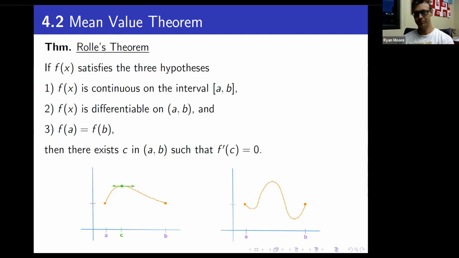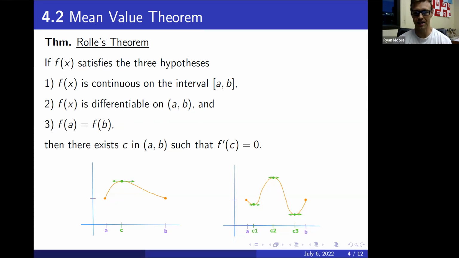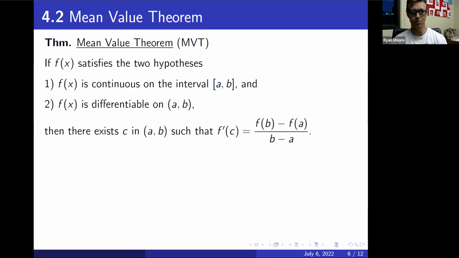So what's going on here? Rolle's theorem has three hypotheses. The last one is not included in the mean value theorem. So what is it? It's when we require f of a to equal f of b: the y values of the endpoints have to be equal. And the conclusion of the theorem is that f prime of c is equal to 0. Now let's skip ahead to the mean value theorem, and we get rid of that last hypothesis, and we get this larger formula for what f prime of c might equal.